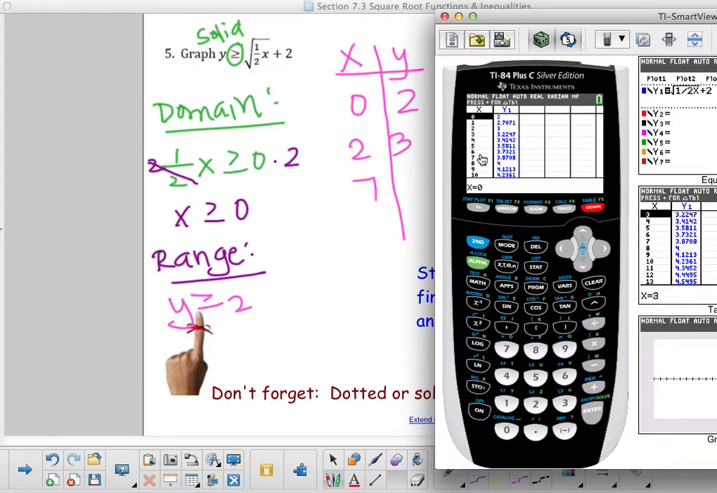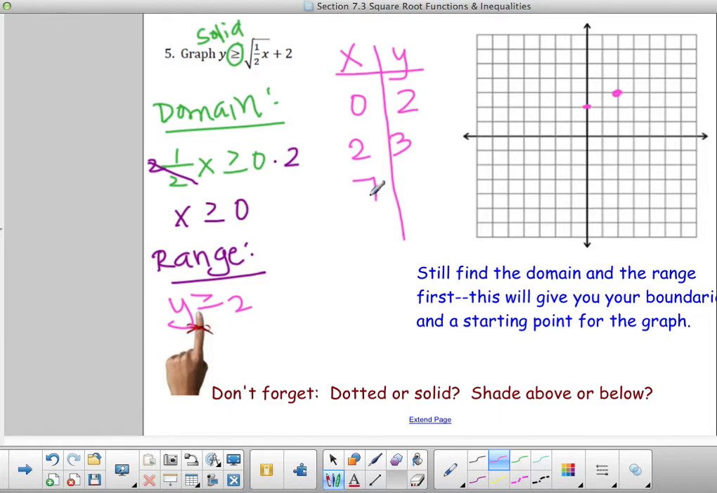So let's see what I get, 7. When you plug in 7, you get 3.808. So 3.8 I'm just going to write down. And at 8 you get 4. So at 7 I have 3.8. And at 8 I have 4. Okay, so there's my line. So we said it's solid, so I'm going to connect them. Remember, always the same shape.